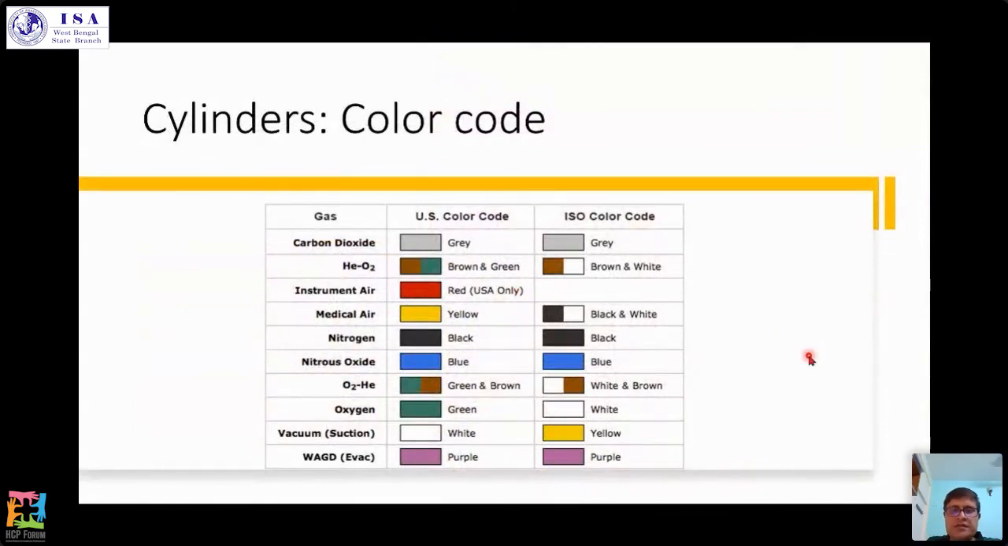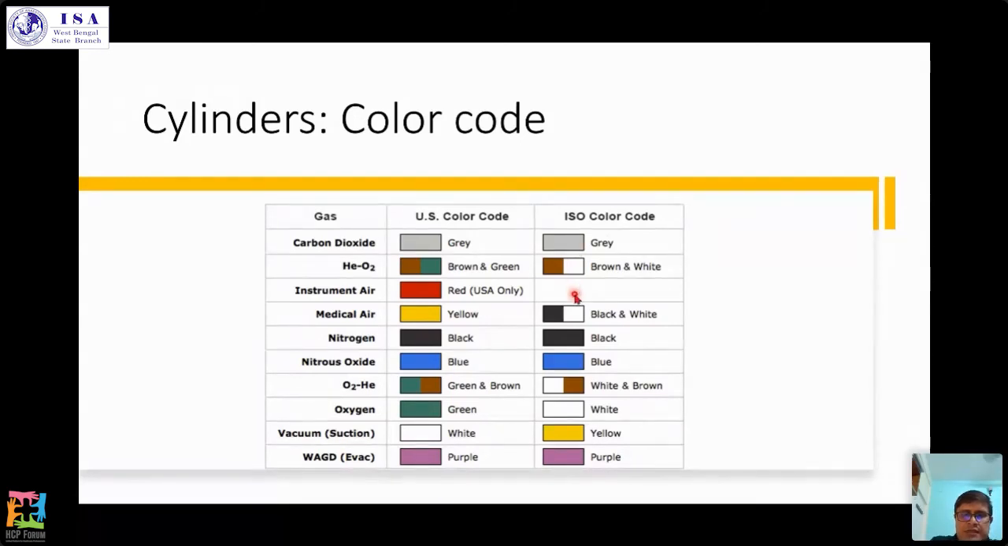Color codes. The US follows a slightly different color code than the ISO color code, which is mostly universal throughout. The color for oxygen is white. We're coming out with oxygen cylinders which are fully white. But previous oxygen cylinders that we had only had white on the shoulder. So most of the time we're recycling those old oxygen cylinders, so we'll only find the white on the neck.